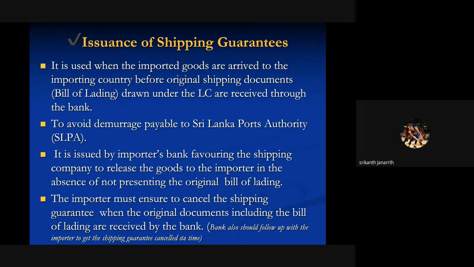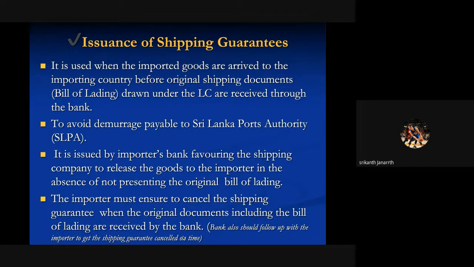The demurrage is something I think I explained in a previous class. Demurrage is an additional charge that needs to be paid to the port authority because they are moving the goods to a different location, so there is a cost involved. Goods need to be protected, so there is an additional cost. It is only to avoid the demurrage that you want the shipping guarantee to clear the goods. It is a kind of facility, right? So these are facilities given to the importer.